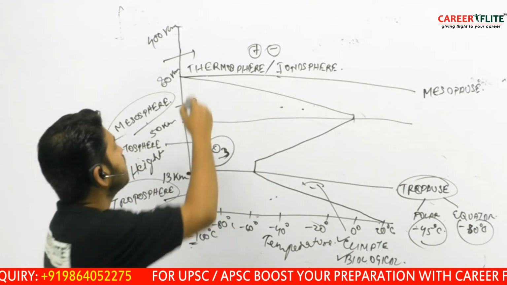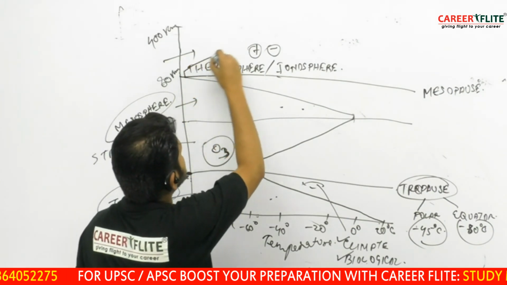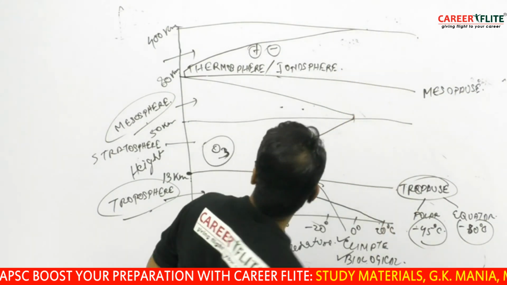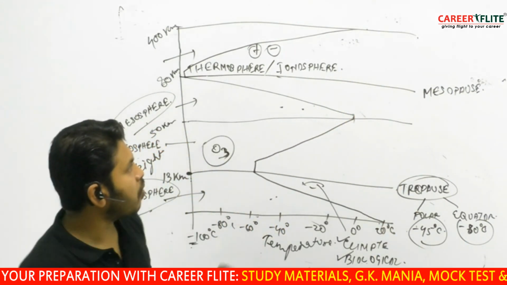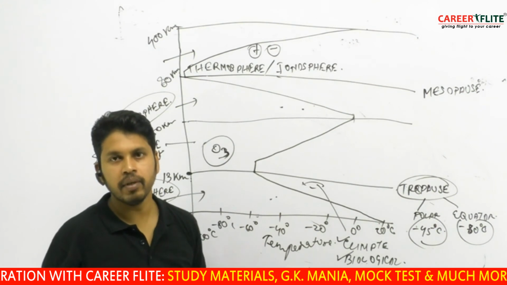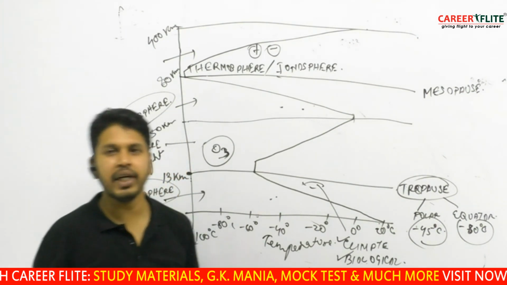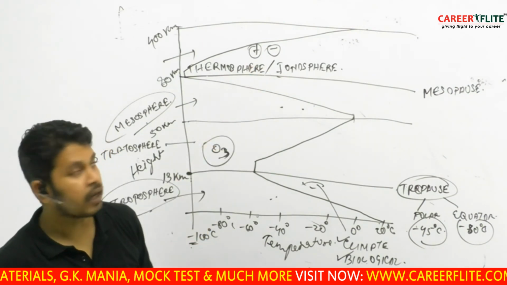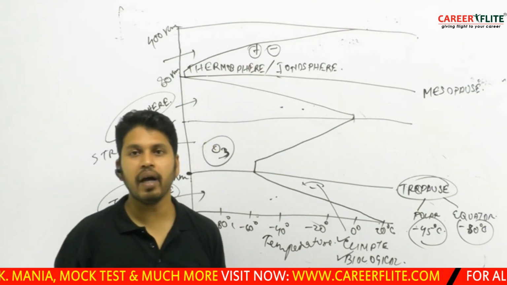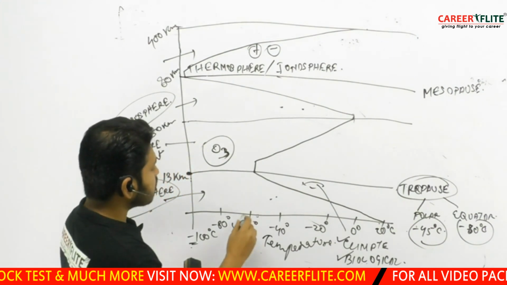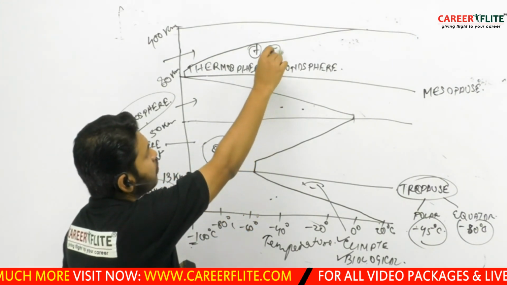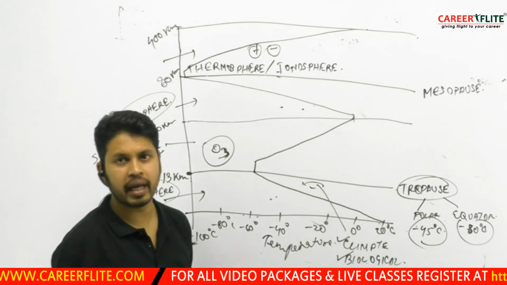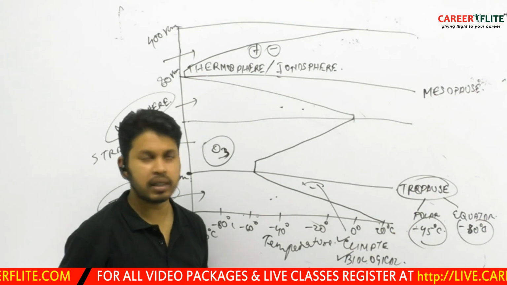Again, the temperature increases here drastically. Now, what is the important function of the ionosphere? It helps in the reflection of radio waves. The radio waves that we send from the surface of the Earth will go there and be reflected by these ions. Then again, they will come back to the surface of the Earth. That's why it helps in the transmission of radio signals.